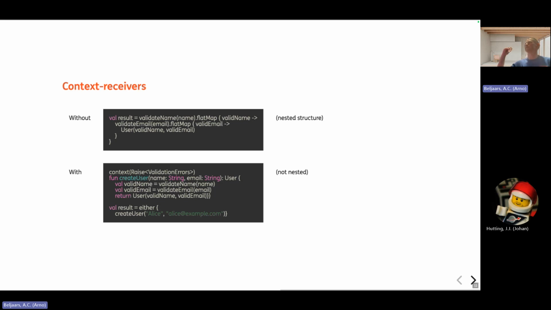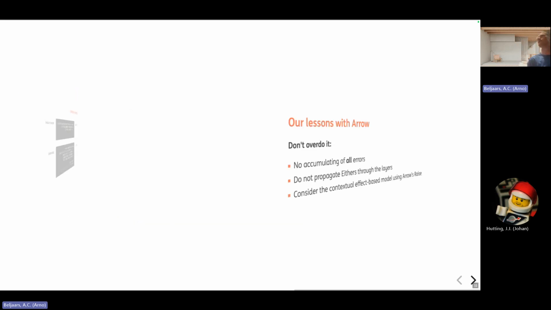The top one is without this context receiver, and you want to do something with the exceptions. So again, all these flatMaps occur, right? You get a nested structure. And in the below example, where you use this context receiver with raise, you avoid that nested structure. And again, it's easier to read and comprehend what's going on. And this is a small example, but the bigger that code gets, the more important this becomes.